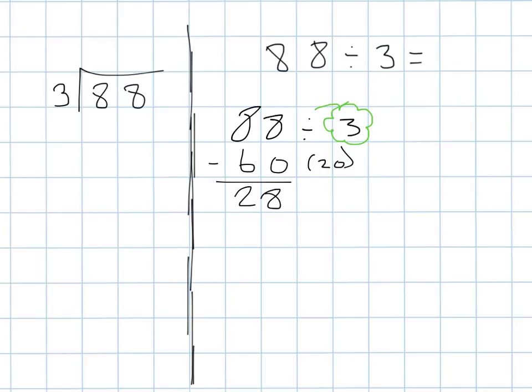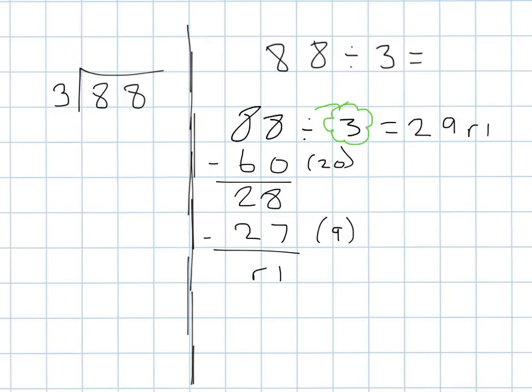I ask myself again, how many lots of 3 can I get from 28? I can get rid of 9 lots because I know that 9 times 3 is 27 and I'm not going over. Take 27 from 28 and I'm left with a remainder of 1. So 88 divided into 3 is 29. I've added the brackets up there and I'm left with a remainder of 1.